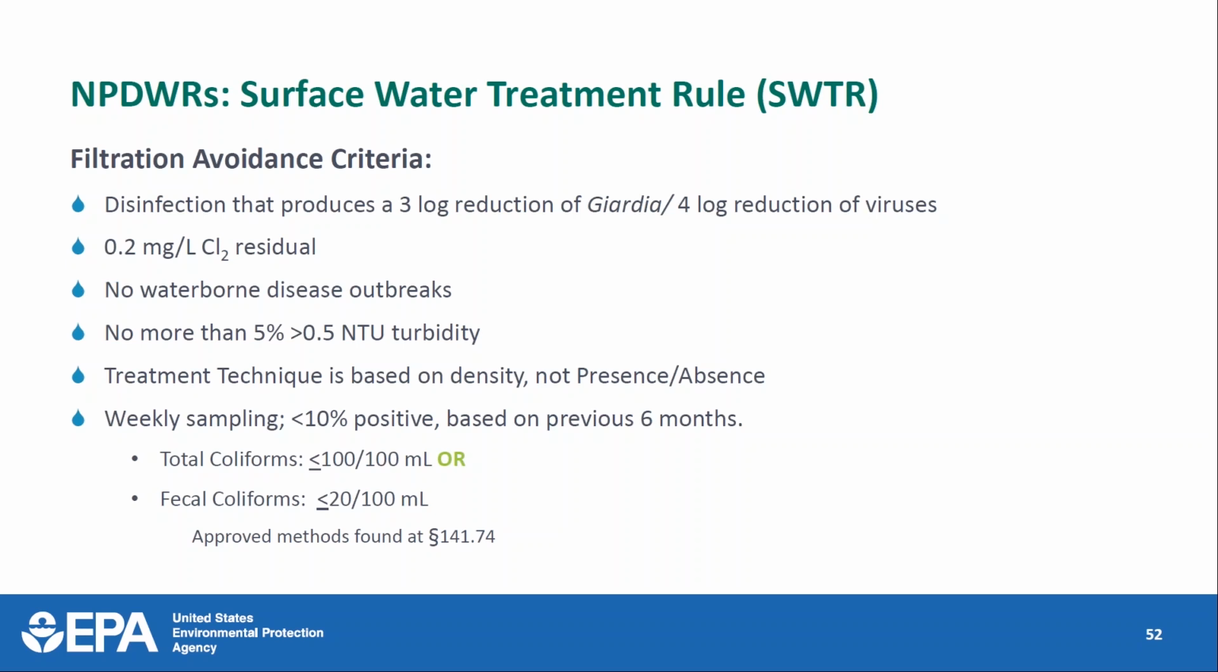Okay, this is the filtration avoidance criteria. It's just showing you have to do a lot of monitoring. You have to disinfect. You have to have chlorine residual at the entry point. You can't have had any outbreaks. You have to have no more than 5% at 0.5 NTU turbidity, and you have to monitor weekly for total coliforms and fecal coliforms. Okay, next slide.